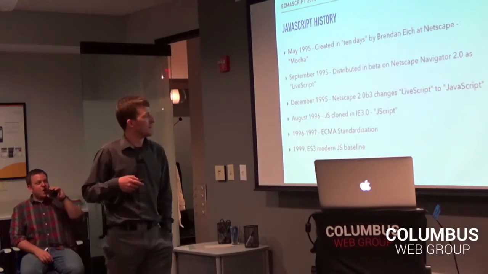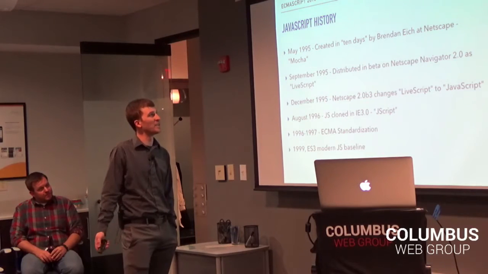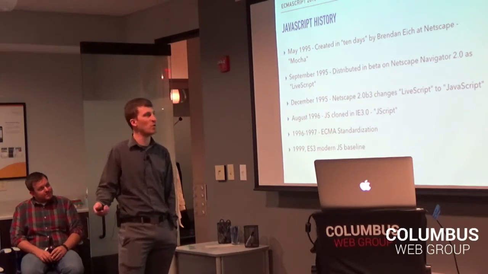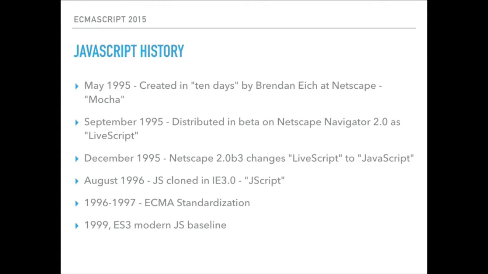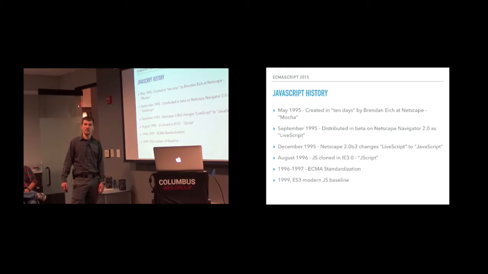So in order to talk about the future, let's talk about the history. In May of 1995, Brendan Eich created what was then known as Mocha. It was created in 10 days, allegedly, a little bit skeptical, whatever. It was then beta released in Netscape Navigator, and they called it LiveScript. And then in December, they changed it from LiveScript to JavaScript. And then here comes IE in August of 1996, and they clone it and they call it JScript.